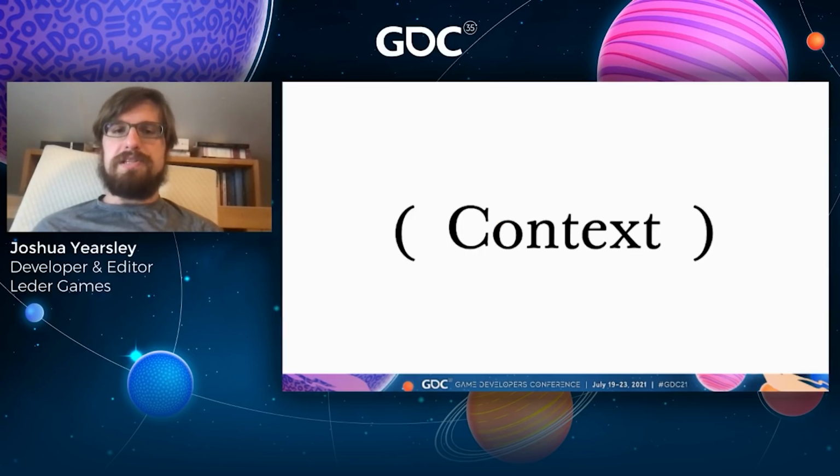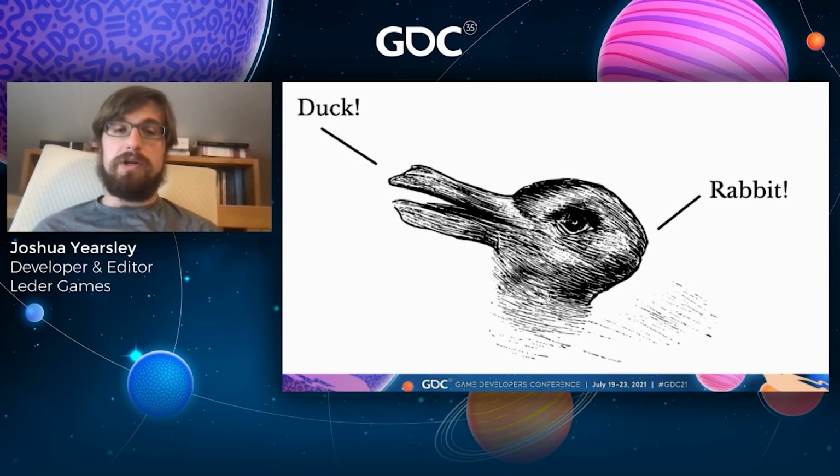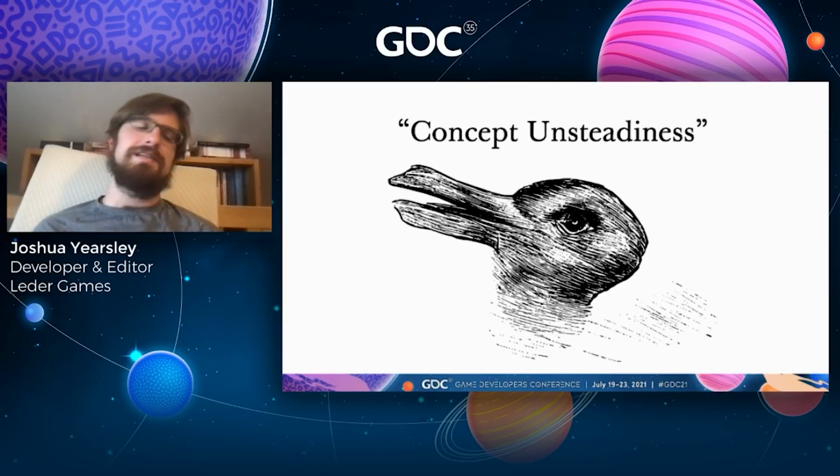And so all of this has a lot to do with thinking about context. And so I want to talk a little bit more about context. So this is a famous optical illusion. It's the duck-rabbit illusion. So depending upon where you're at, you might see a duck, you might see a rabbit. And this is an example of what's called concept unsteadiness. Basically where the same thing can have multiple meanings depending upon your perception.